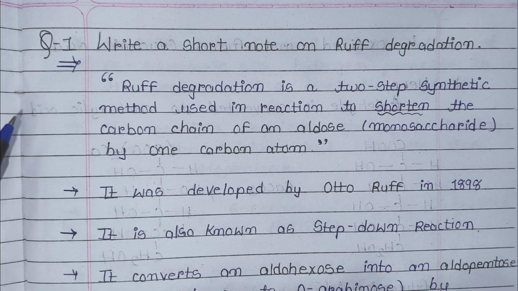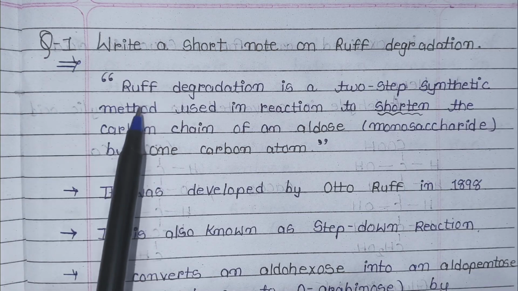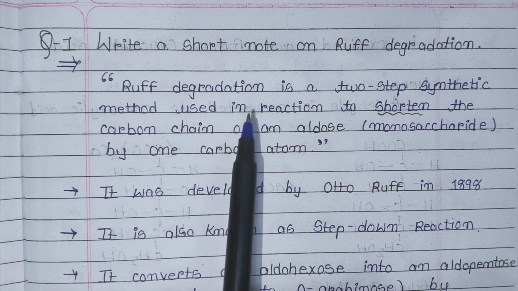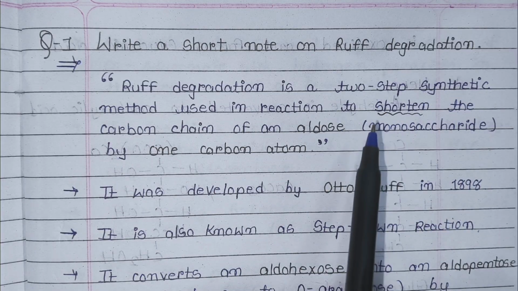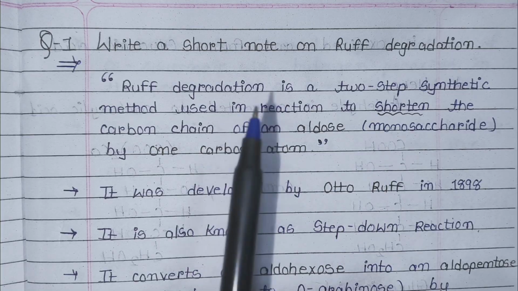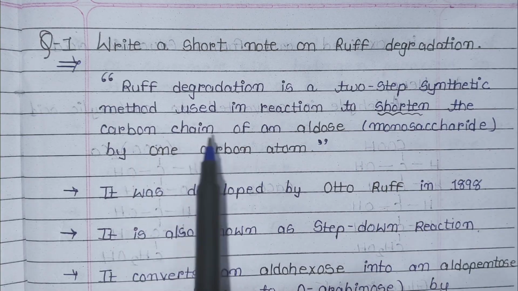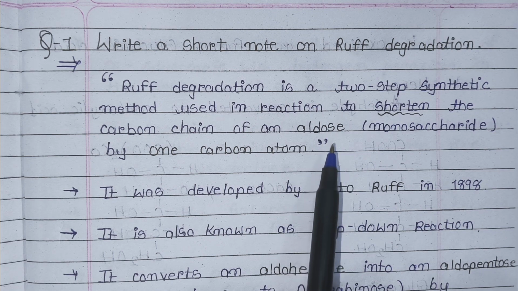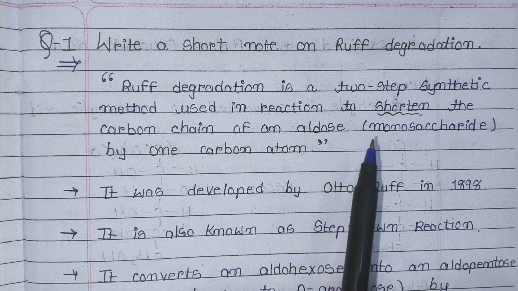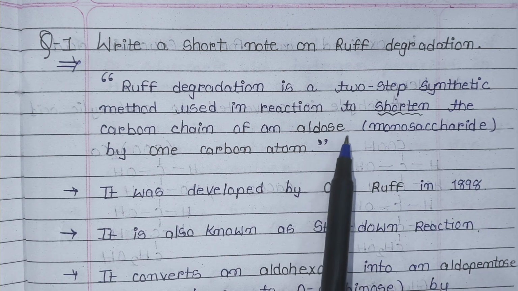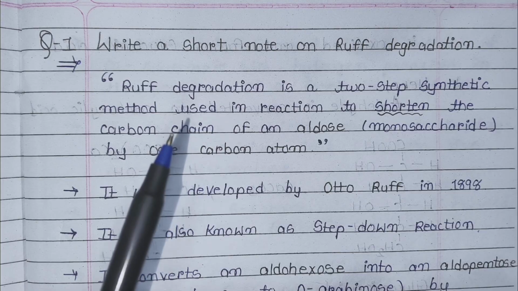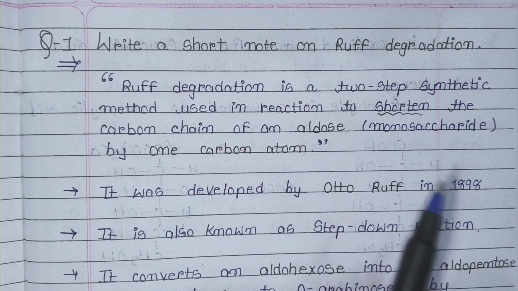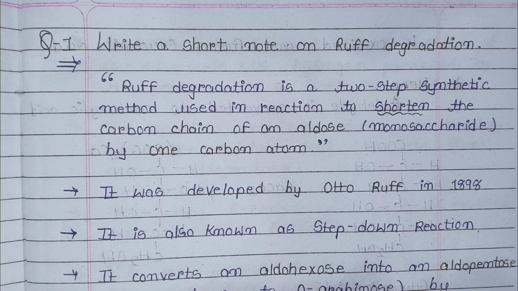As we all know, we start answers from the definition. Ruff degradation is a two-step synthetic method. Okay, it is a synthetic method and it involves two steps. Why? To shorten the carbon chain of an aldose. As we know, an aldohexose has 6 carbons, it is a 6 carbon chain, and by removing one carbon from this monosaccharide, it forms arabinose, an aldopentose. So 6 carbons are shortened to 5 carbons. This is the definition of Ruff degradation.